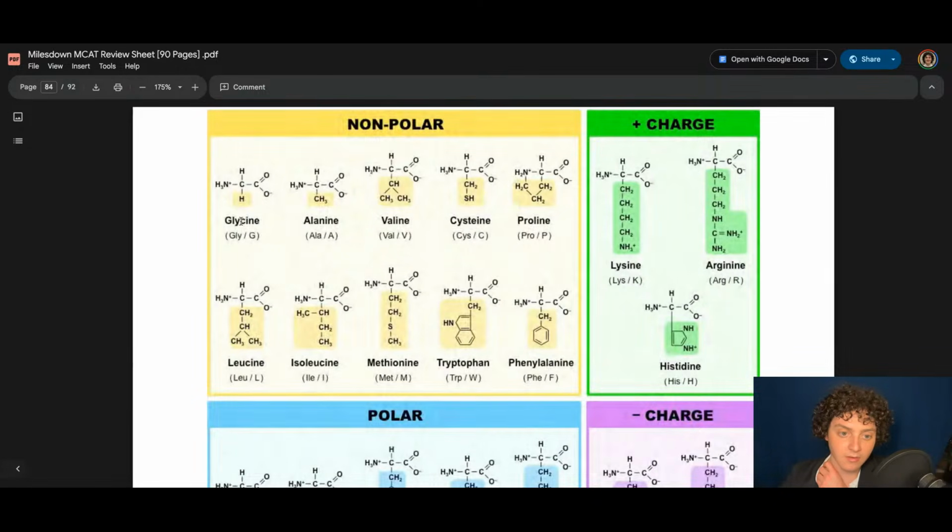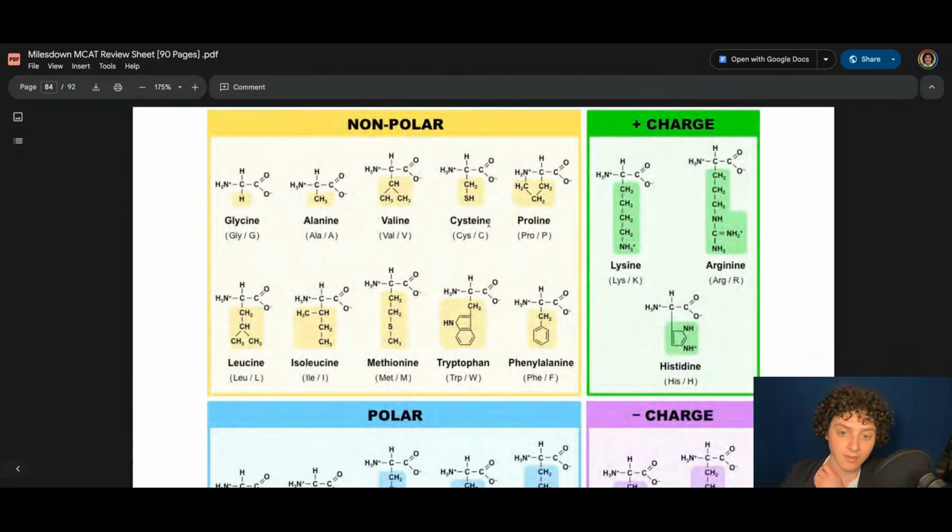For glycine, the 3-letter abbreviation is GLY. The 1-letter abbreviation is G. The R group is a hydrogen. For alanine, the 3-letter abbreviation is ALA. The 1-letter abbreviation is A. The R group is a CH3. For valine, the 3-letter is VAL. For valine, the 1-letter is V. The R group is CH, CH3, CH3.